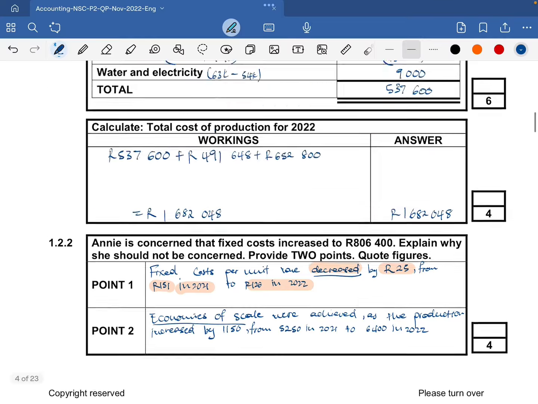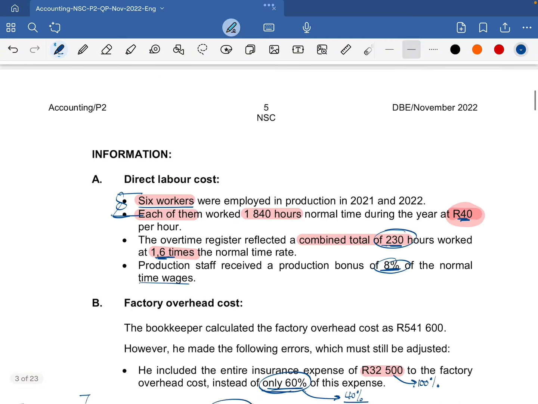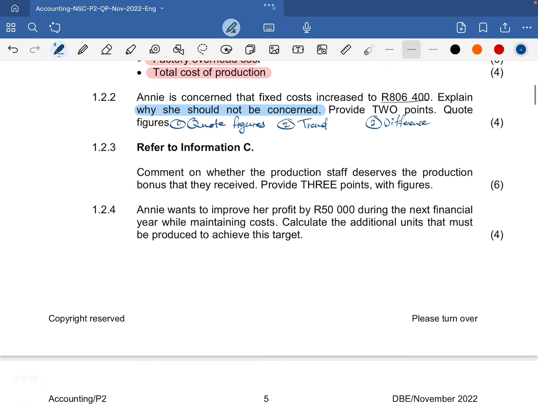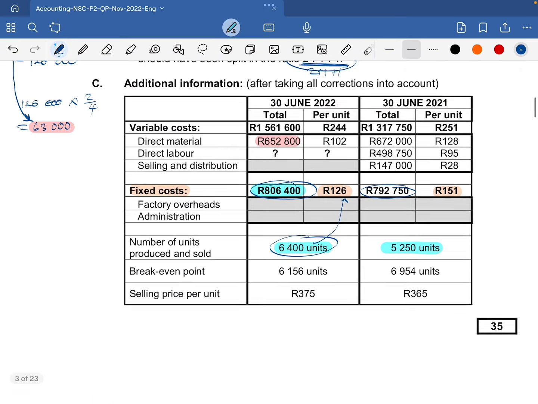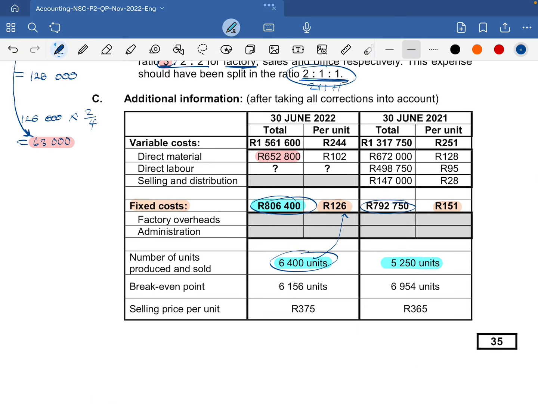Then moving on to 1.2.3. 1.2.3 says refer to information C. Comment on whether the production staff deserves the production bonus that they received. Provide 3 points with figures. Going on to information C again, we want to look at our direct laborers and we want to determine if they actually do deserve the bonus that they got, the bonus of 8% that we dealt with earlier.